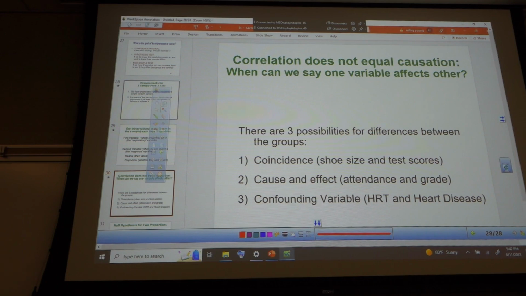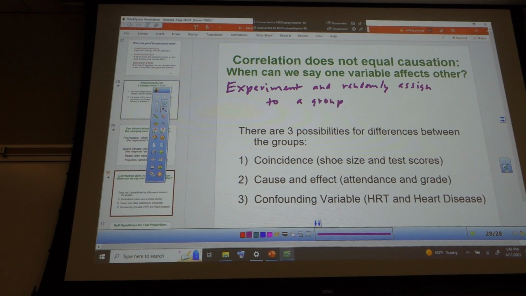Right. So first of all, when can we say that one variable causes another one? There's one specific situation where we can do that. When we've done what? An experiment. So this is when we've done an experiment, and we randomly assign people to a group.